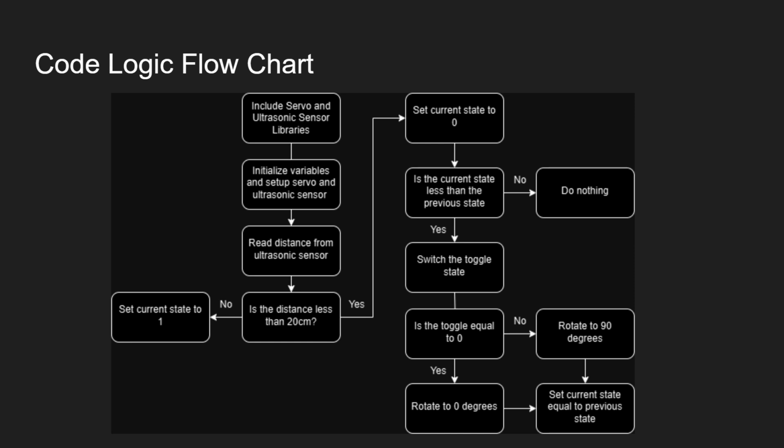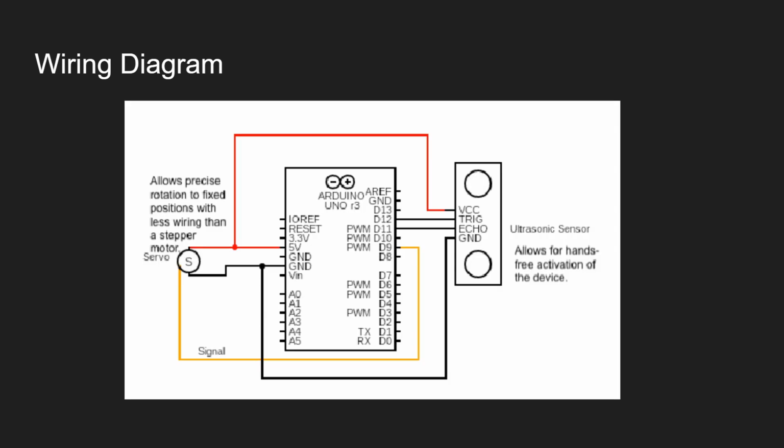Then we check the toggle state. If the toggle is equal to 0, we set the rotation equal to 0 degrees, and if it is equal to 1, then it sets the rotation equal to 90 degrees. Then we set the current state equal to the previous state, which allows us to work with the true toggle.